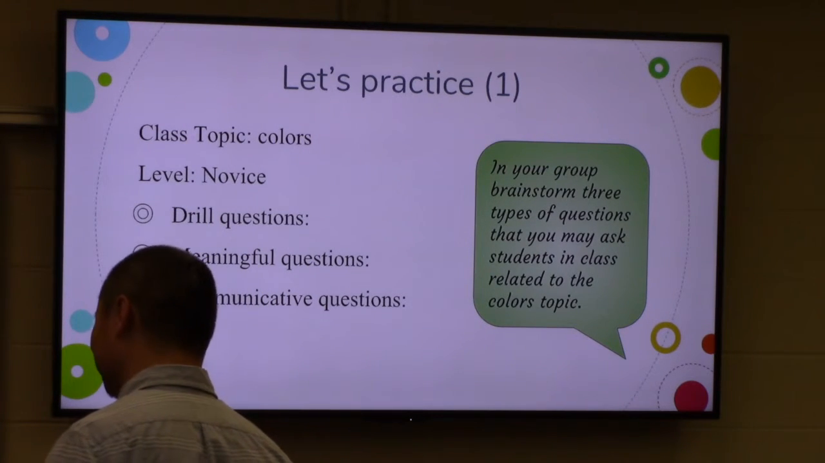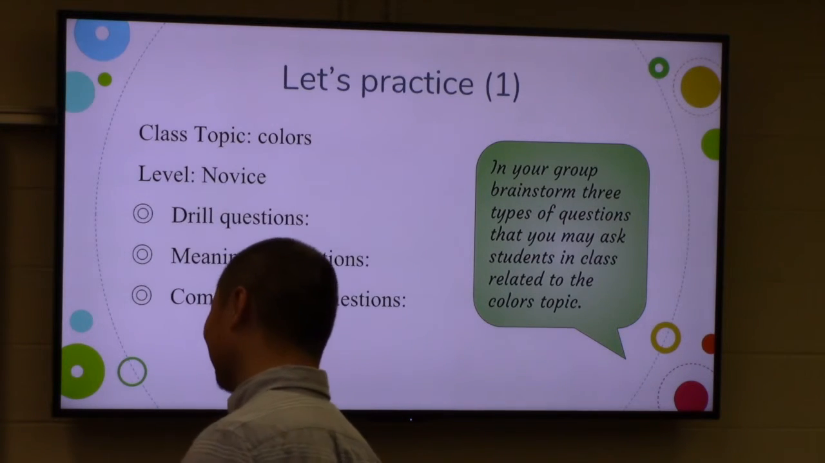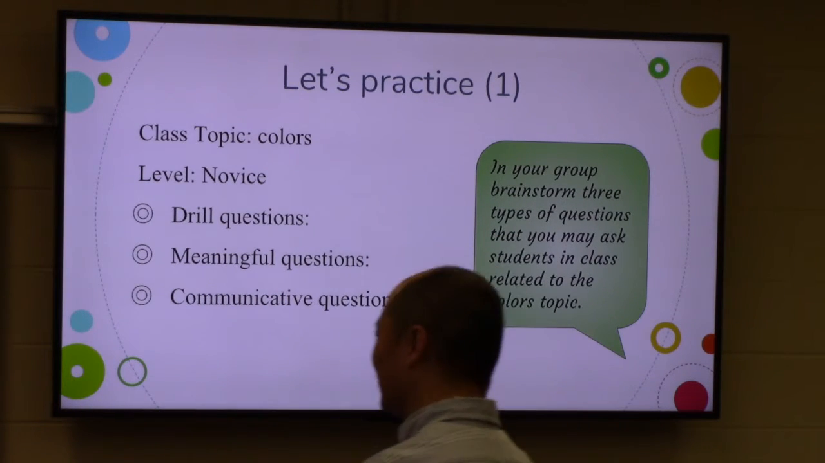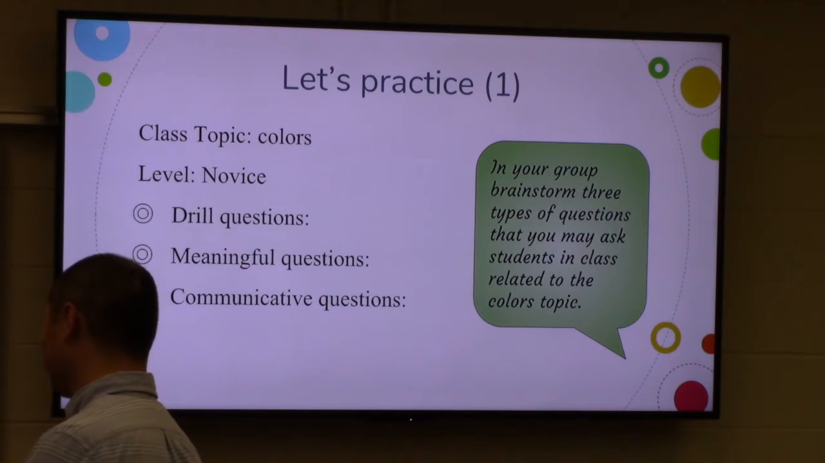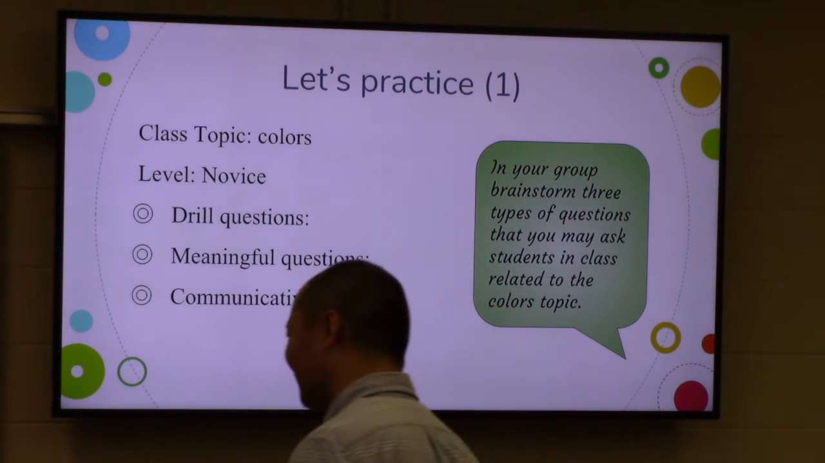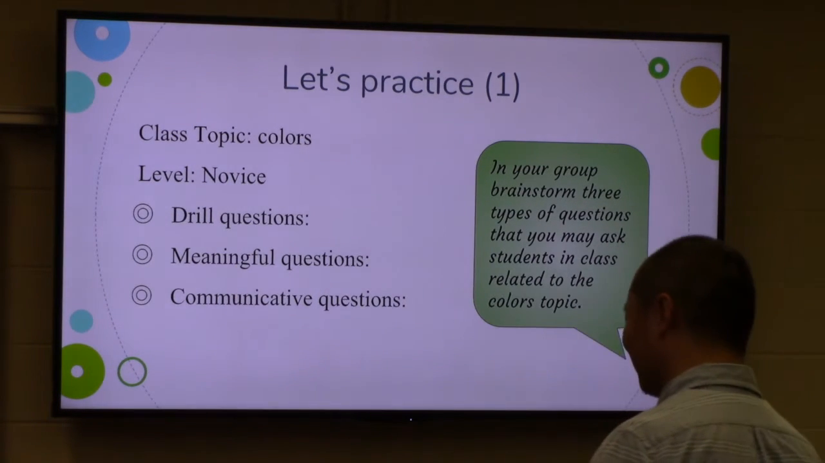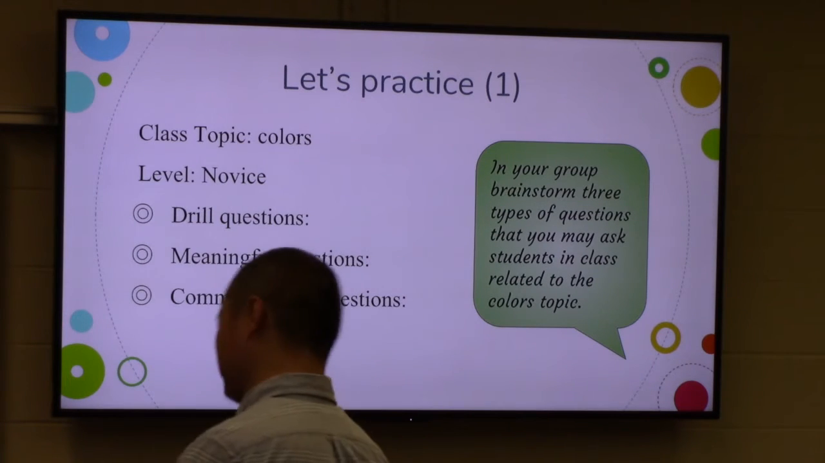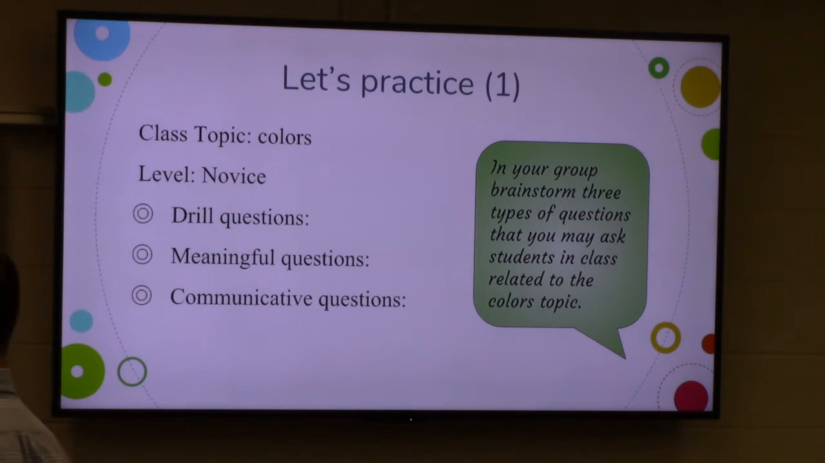Questions, like for the drill questions. Exactly. So is this red? Initiate. These are really good questions. Also for meaningful, give me real questions. Which one do you want, the chocolate or the orange? You say, what color is this? For communicative, we could say something like, what's your favorite color? Or what color is a banana?